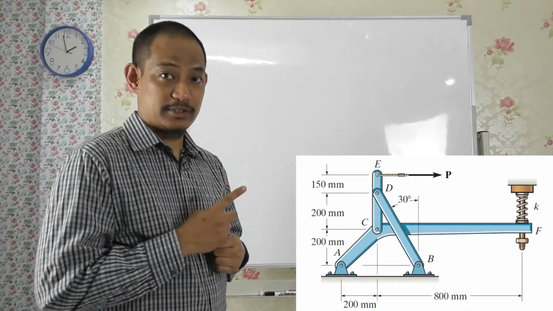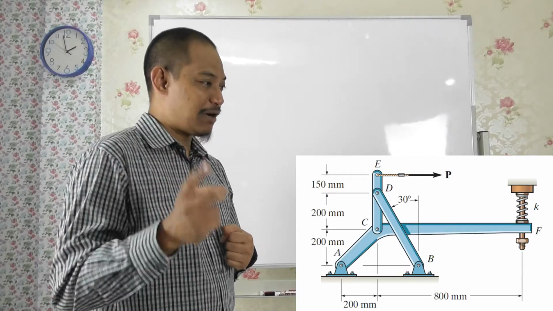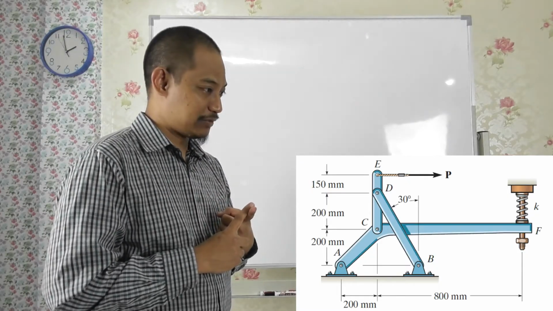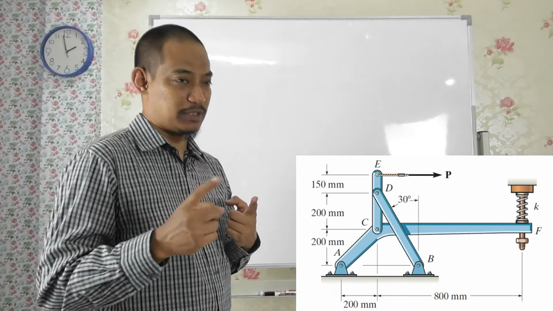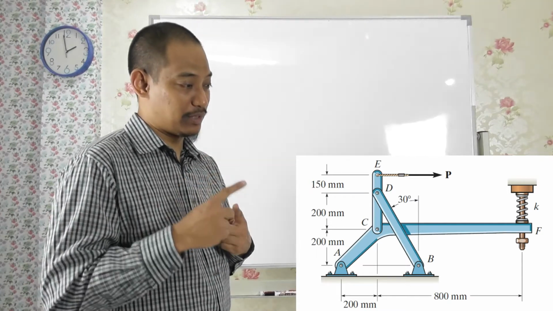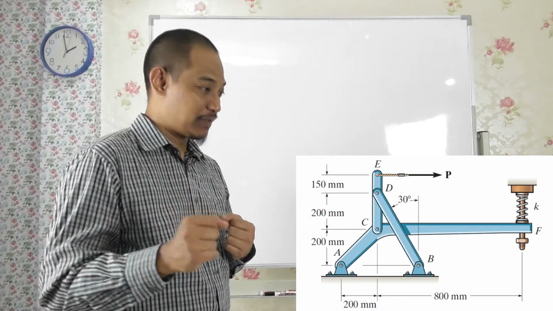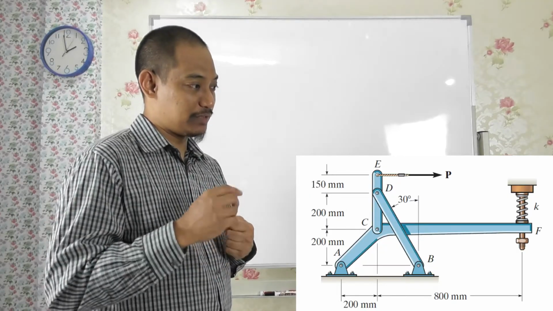look at the diagram first and identify how many members. So that's the first question. How many members are there? It should be straightforward, right? You can count: there's 1, there's 2, and there's 3. So hopefully you can identify the 3. And then draw the free body diagram of each member.